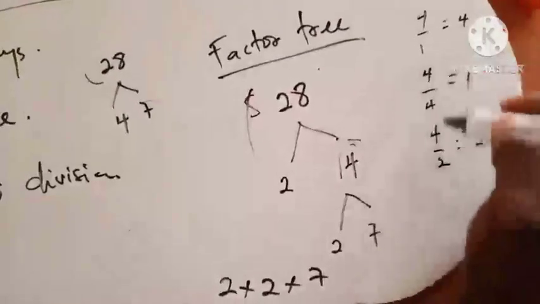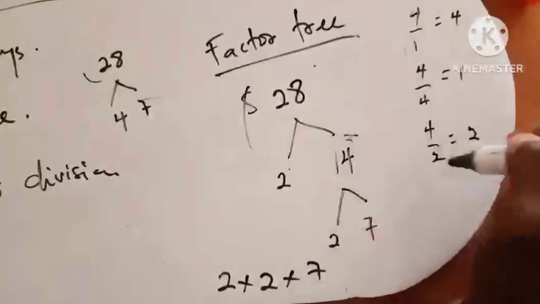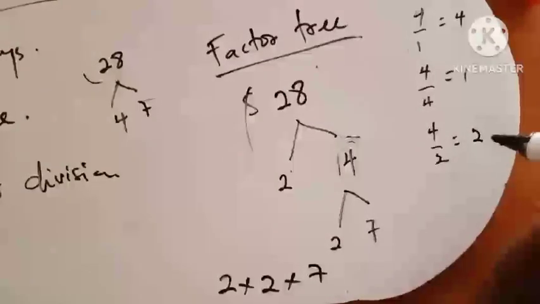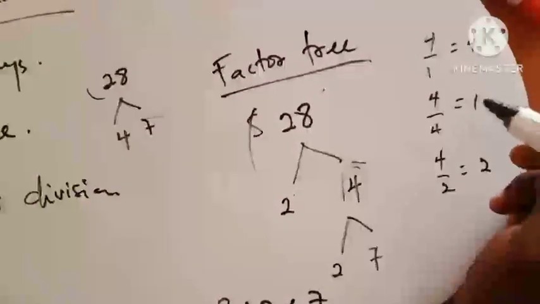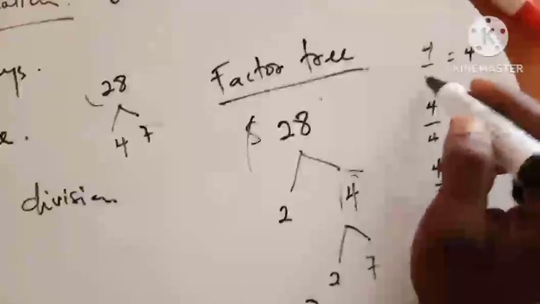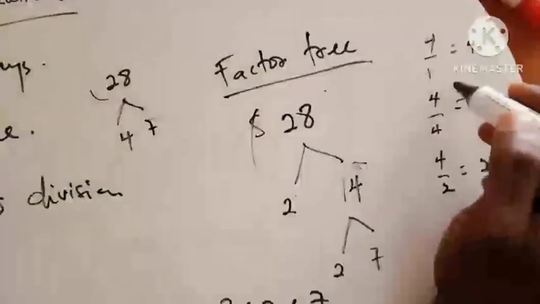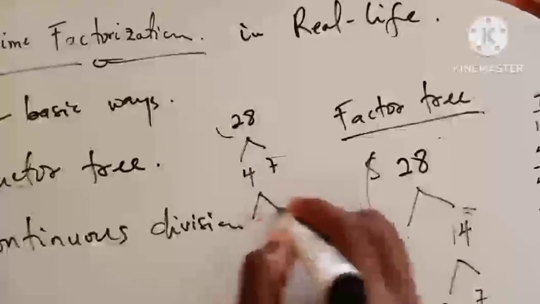Since I'm having 3 devices here, maybe I divide by 3 here. This is not a prime number, because the definition says you can only divide that number by 1 and by itself, right? So this is not a prime number. You need to break this one down.